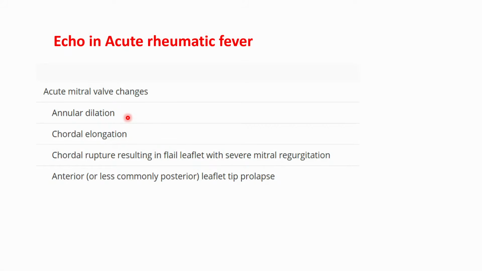And when these patients are sent for echo, we should look for mainly the mitral and aortic valve pathology. Usually there will be a regurgitation lesion in these cases. Apart from assessing the regurgitation, we should look for annular dilatation, chordal elongation, chordal rupture resulting in flail leaflets with severe MR, and anterior mitral leaflet prolapse can be there. The posterior leaflet prolapse can also be there.